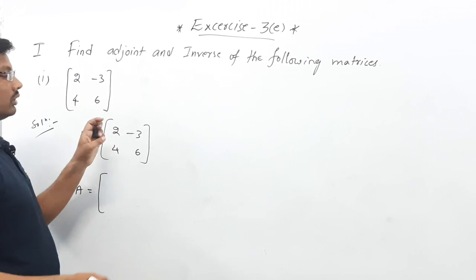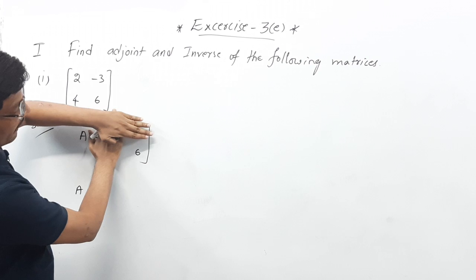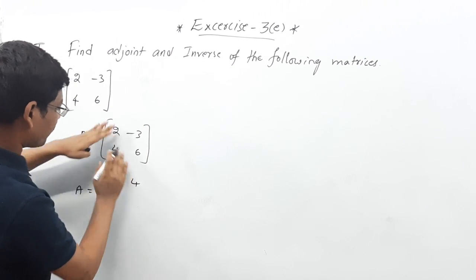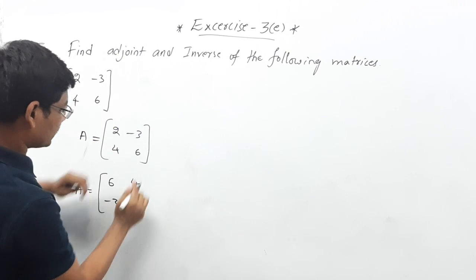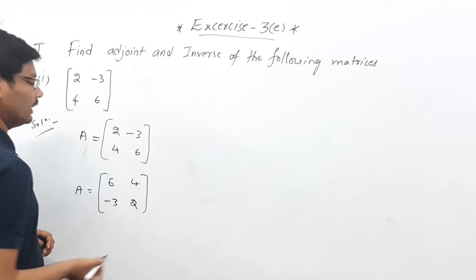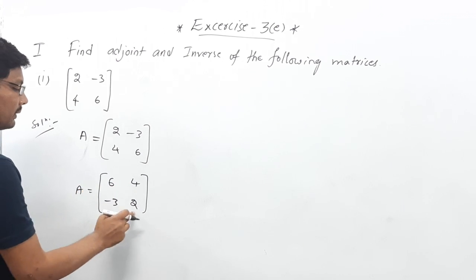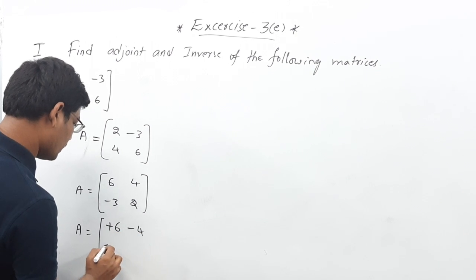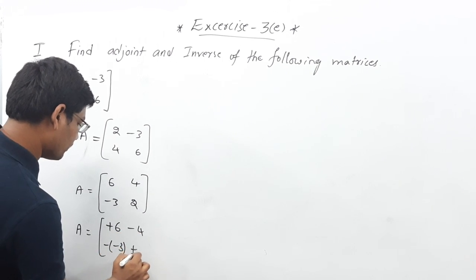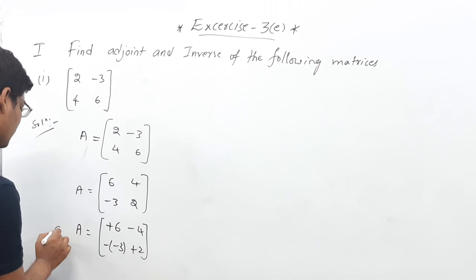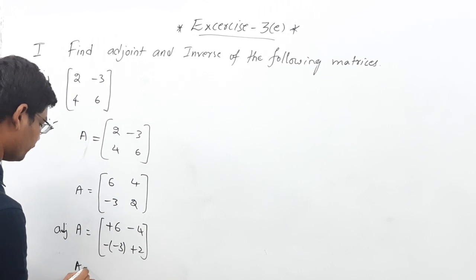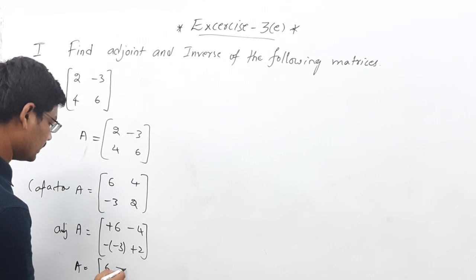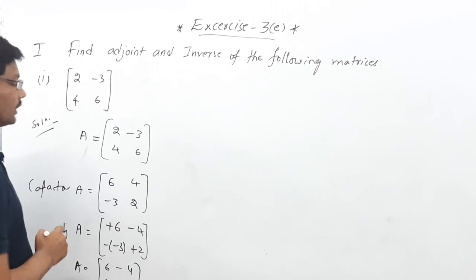we need the cofactor for each element. If we close the row and column, for 2 this is 6, for 3 this is 4, for 4 this is minus 3, and for 6 this is 2. Here we need to interchange the signs: plus, minus, minus, plus. Here, plus 6, minus 4, minus of minus 3, plus 2, it will become the adjoint of A. The adjoint of A is 6, minus 4, 3, 2. This is the cofactor, this is the adjoint.